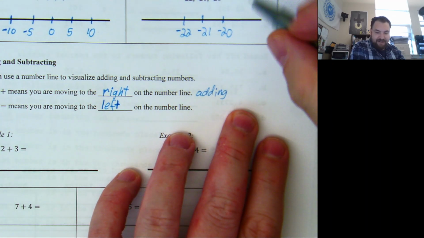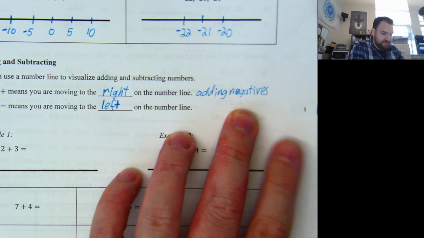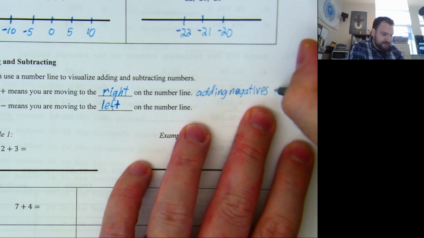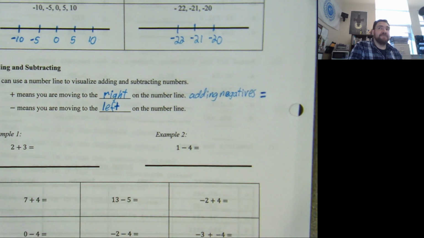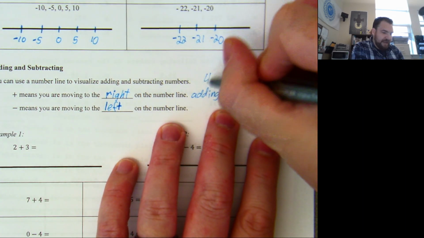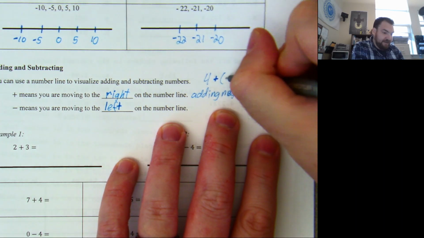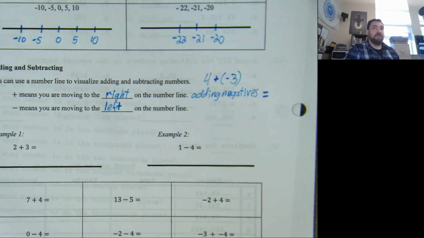Adding negative numbers equals, or is the same as, if I'm adding a negative, that's the same as doing what? For example, if I had 4 and I was adding to that negative 3, this is the same as doing what?